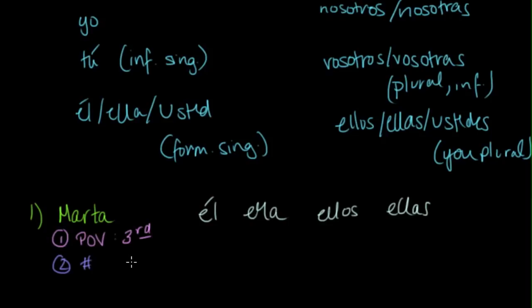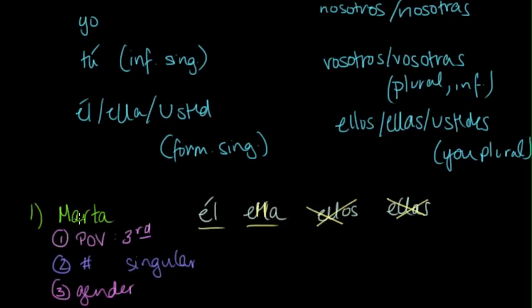Marta is singular. There's only one girl. So we can get rid of our plural subject pronouns over here. So that would be they and they. And we're left with él and ella. All right, and finally, we want to look at gender. So Marta is a girl, so we need feminine, which means we can get rid of él or he, and we're left with ella, she. So we would replace Marta with ella.